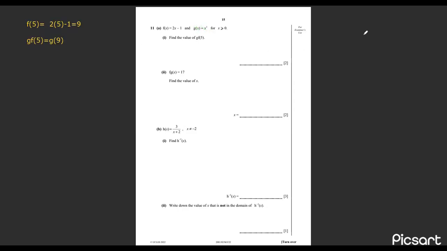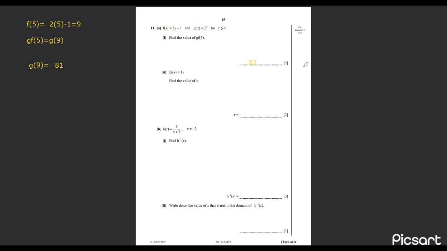So g of 9 will be equal to 9 squared, which is 81. 81 is the final answer. Okay, let's complete here. f of g of x equals 17. Again, we're going to start from inside to outside. We have this g of x, and we are going to put it inside the f, so I'm going to put x squared instead of the x here.